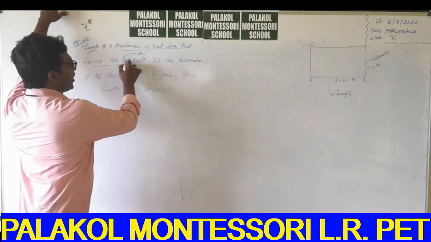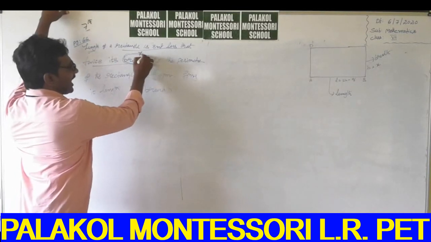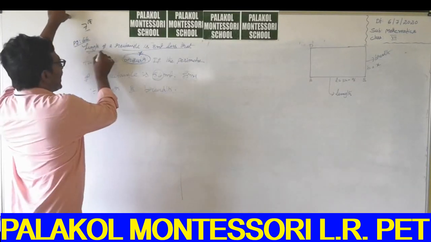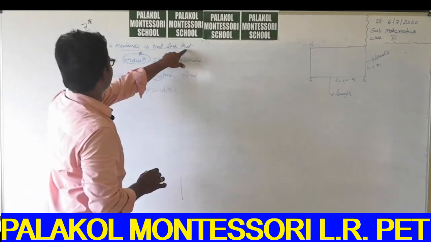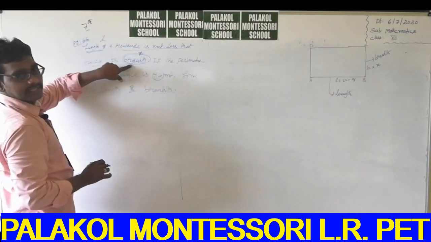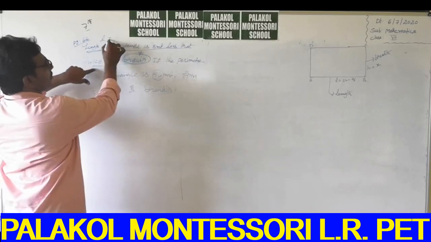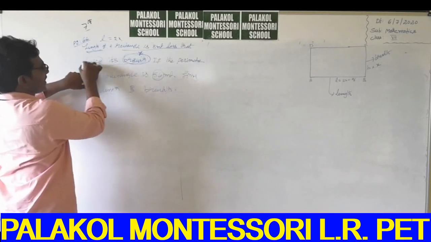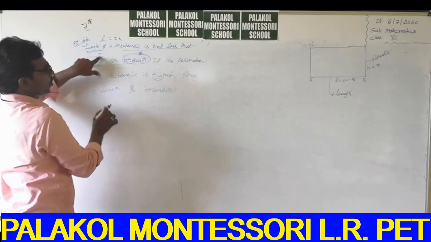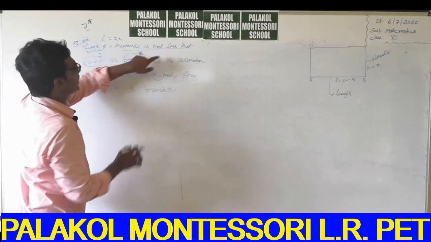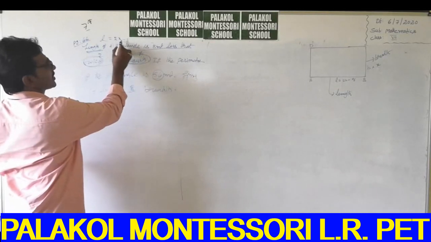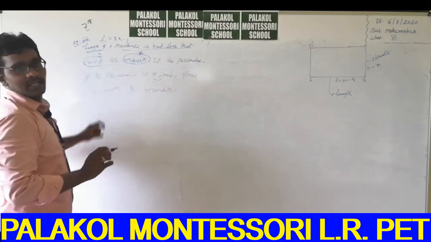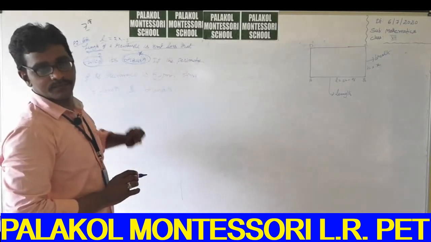Once again, see this sum. You have taken the breadth value as x. How do you know the length value? The length value is 8 meters less than twice its breadth. Breadth you say x, twice means 2x. Less means you take the minus. How much? 8. So 2x minus 8 is the length of the given rectangle.